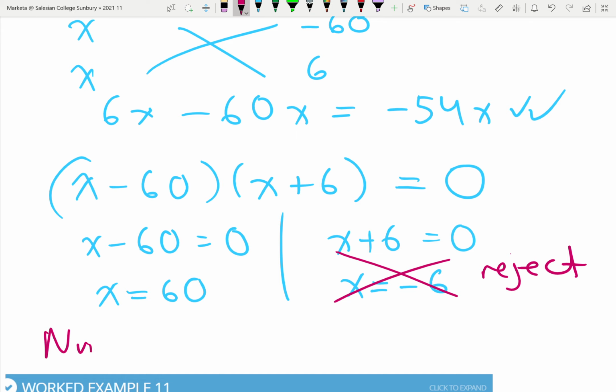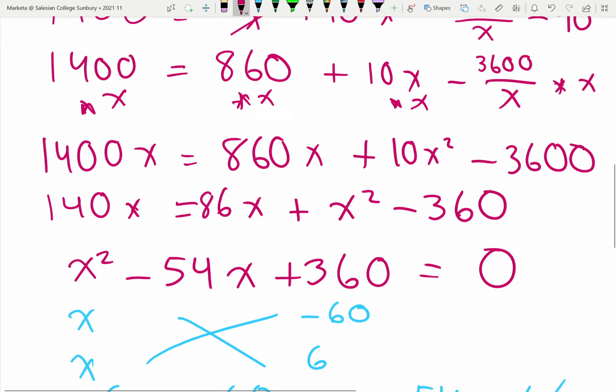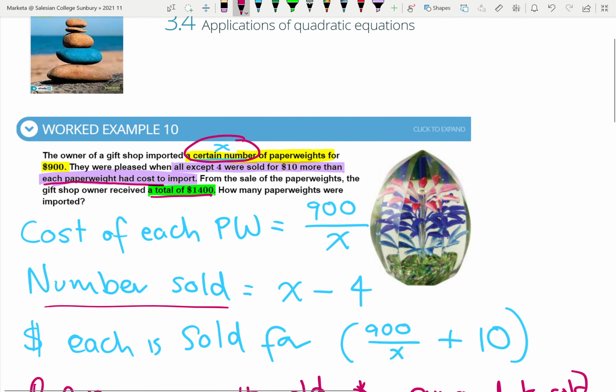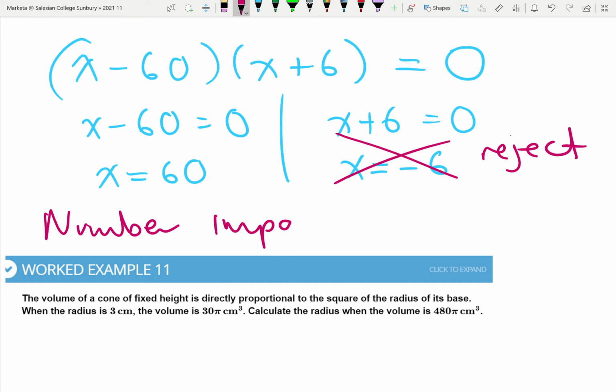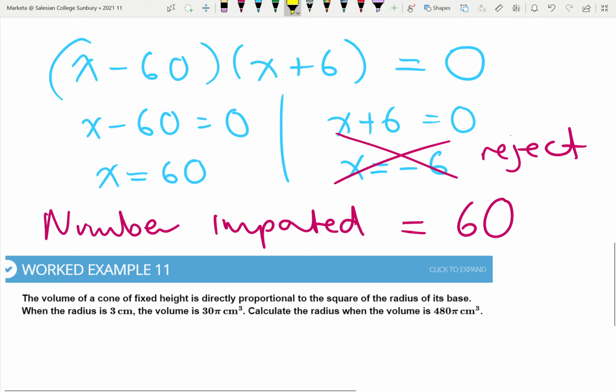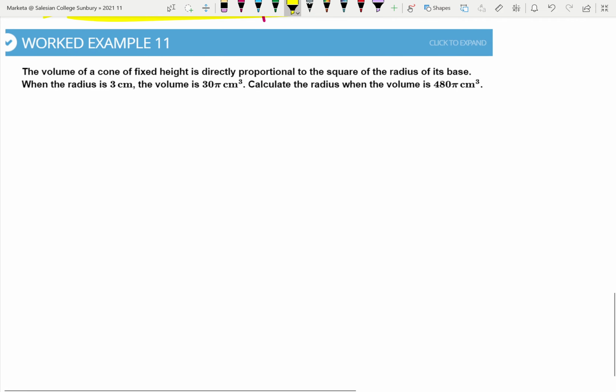So number bought, I think. Yep, imported. Bought. So number imported equals 60 paperweights. So there we go. Let's move on to the next one, and I think this one is also a bit tricky. It looks like we are going to be dealing with proportions here, or direct proportion.